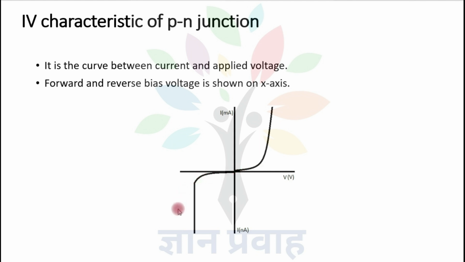Similarly for the reverse characteristic, with the applied voltage in reverse, at a point the current increases drastically. This level is called the breakdown voltage. The breakdown voltage also depends on the material property. At a certain point the material breaks down, and at this breakdown voltage the current increases sharply.